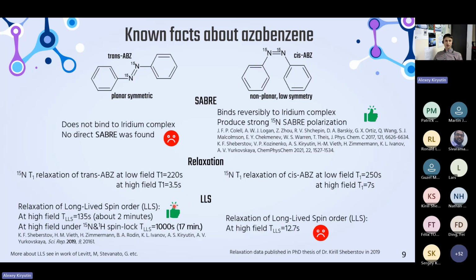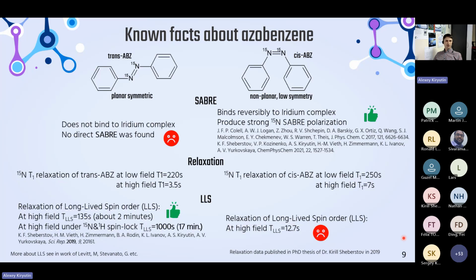The game-changing discovery was made by Kirill Sheberstov in our group in Novosibirsk. He found that trans-azobenzene exhibits record long-lived spin states, almost 20 minutes lifetime under dual spin locking at high fields. Such long-lived spin states can exist only in magnetically equivalent nuclei with high symmetry in rigid molecules. By the way, parahydrogen is the simplest case, which can live for many days. LLS in the cis isomer lives only several seconds, just slightly longer than T1.